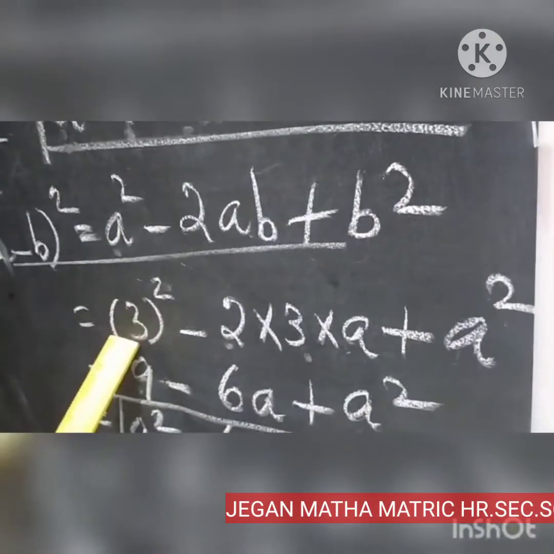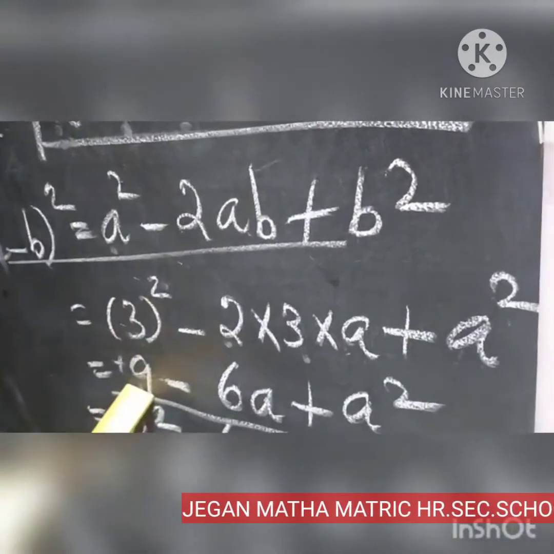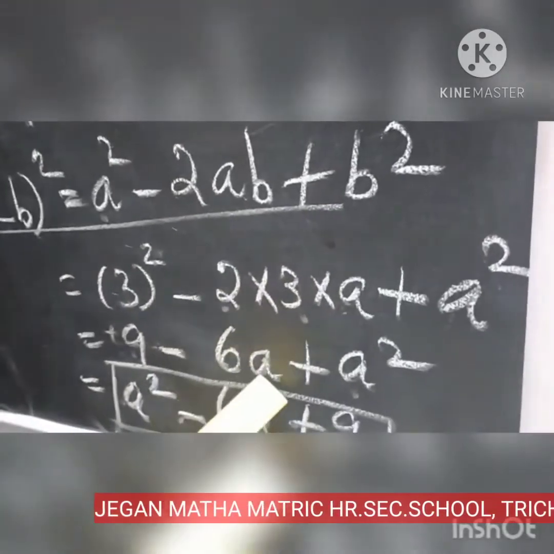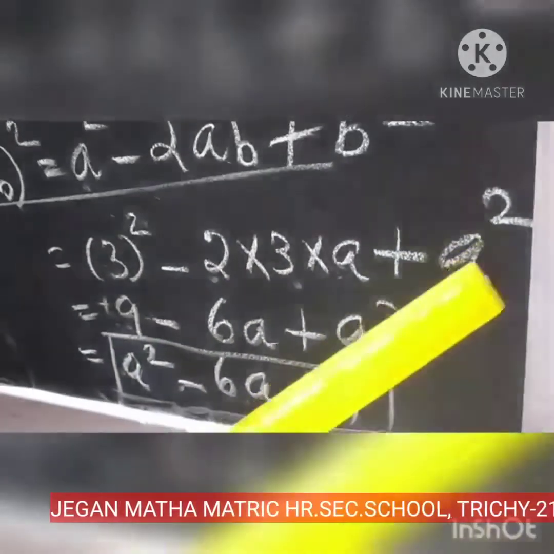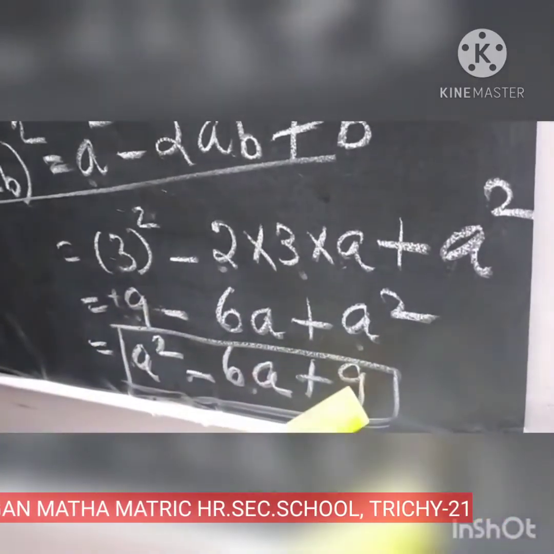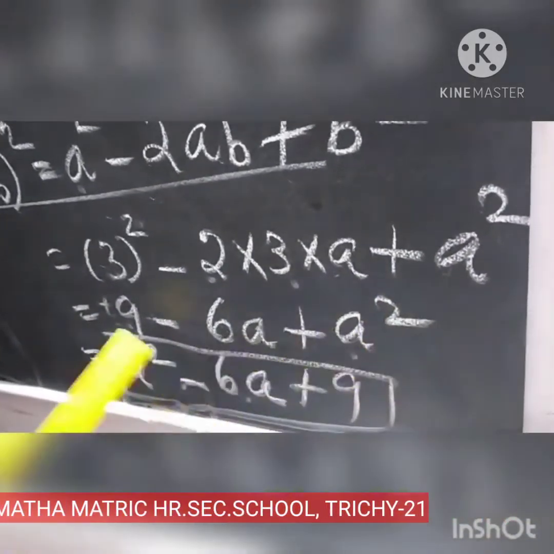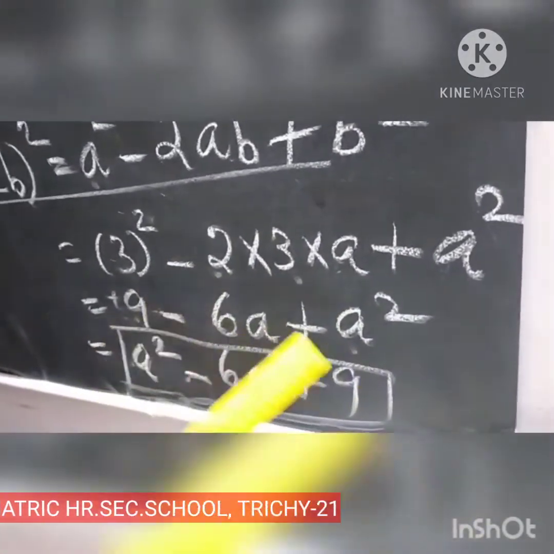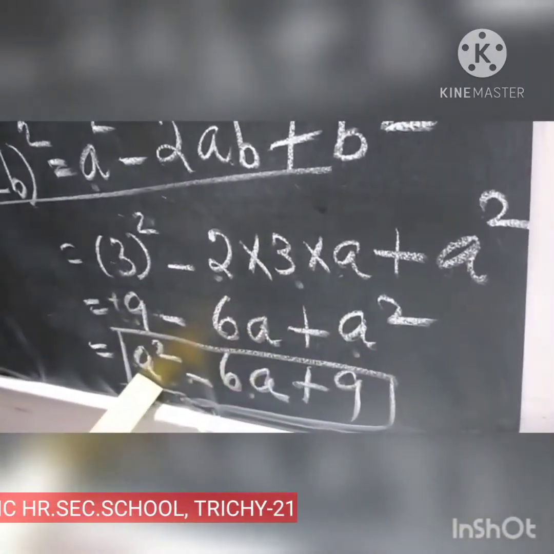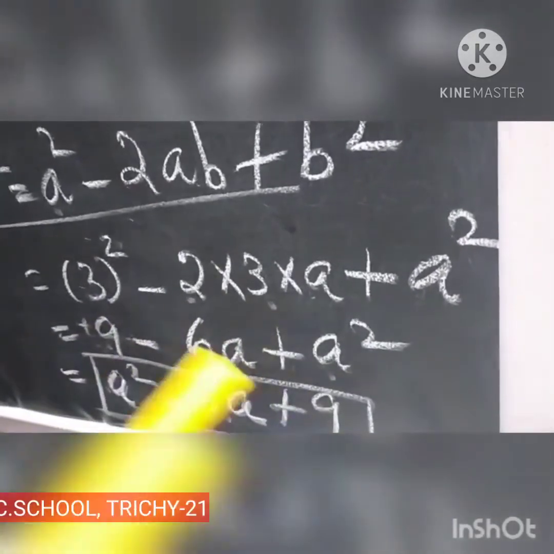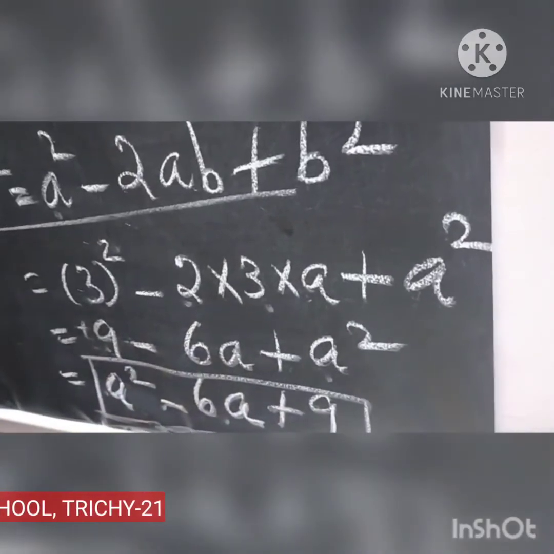So 3 squared means power of 3: 3 into 3, 9. Here minus 2 threes are 6, 6a, plus a squared. Keep the a squared as it is. Here the constant always comes last, and for powers, the highest power comes first. So you have to rearrange the formula: keep a squared first. A squared minus 6a plus 9. This is the final answer. Is it clear?